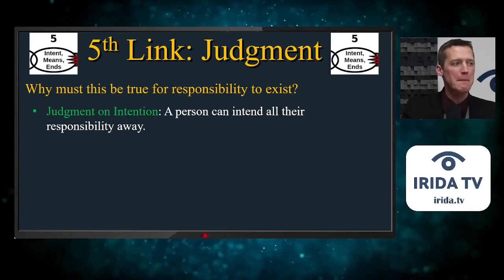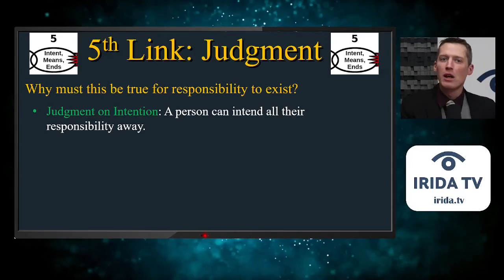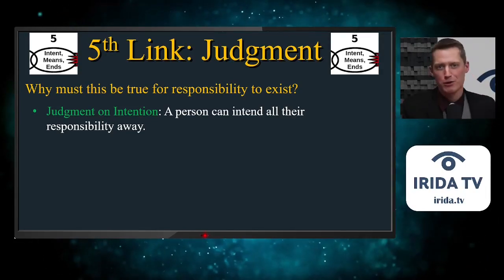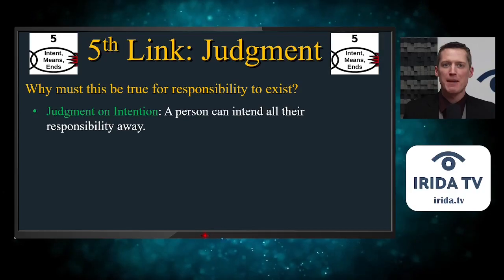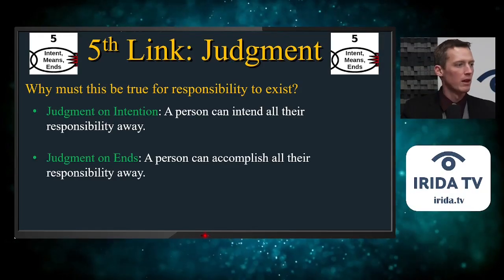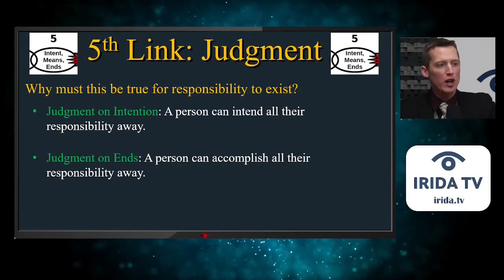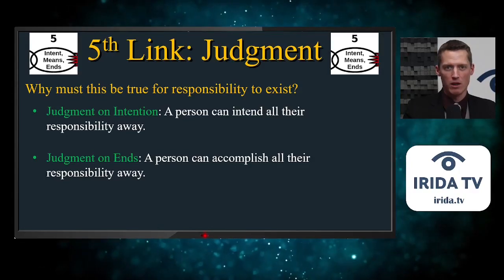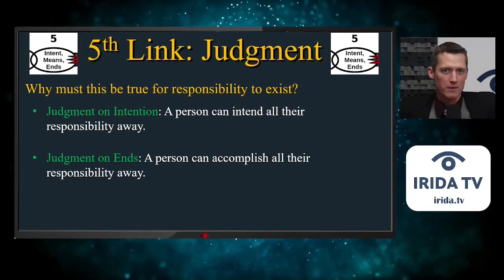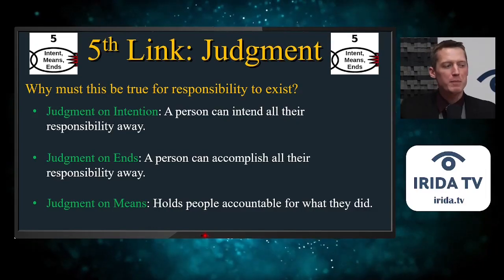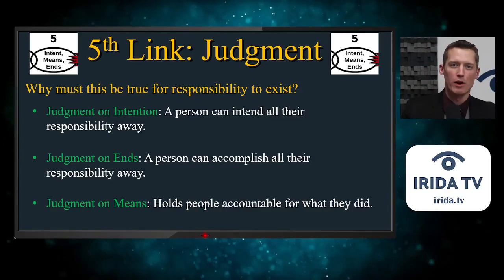If judgment based on intention were valid, a person could just intend all their responsibility away. This is the example I gave in part 1 with my dad always saying, I was trying to be polite, I was trying to be polite. It's an appeal to intention to say, I'm not responsible for changing my behavior because I intended a certain thing. If we were to judge actions on ends, a person could accomplish all of their responsibility away. I know I treated you poorly as a child, but look how great you turned out. Then if you judge people on the means of what they did, it holds people accountable for what they actually did.